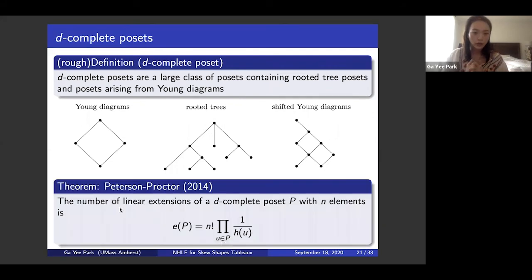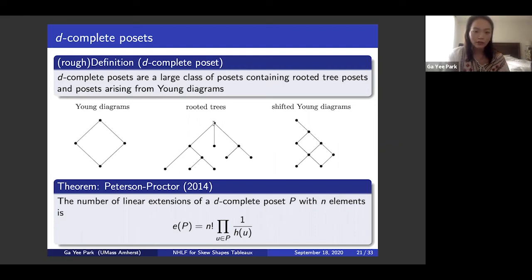And Peterson and Proctor have claimed that indeed for all of these posets, the number of linear extensions can be counted using this same hook length formula, except now the definition of hook may change depending on which diagram you're using. For Young diagrams, hook is, as you already know. But for rooted trees, hook is defined a little bit differently. It's the number of elements that are descendant or equal to it. So for example, if we want the hook length of this element, there are 2 elements below and 1 itself. So this hook is now 3.